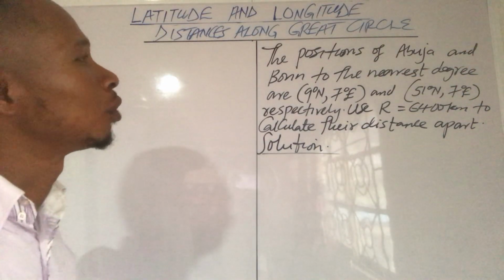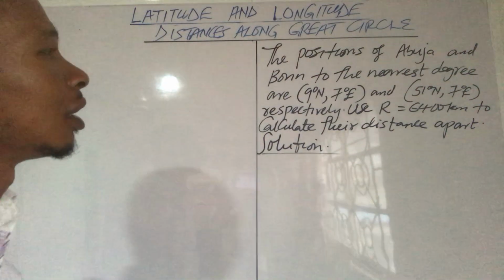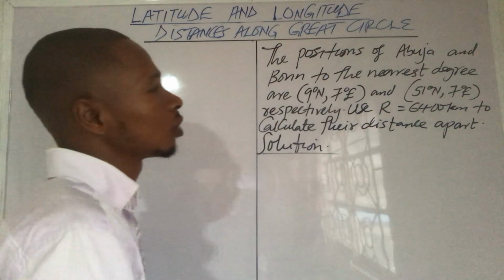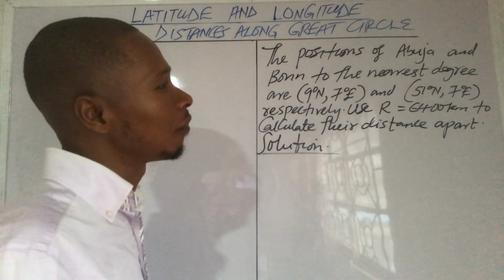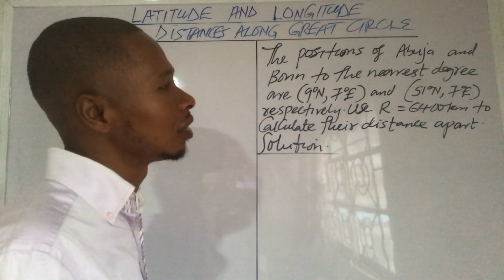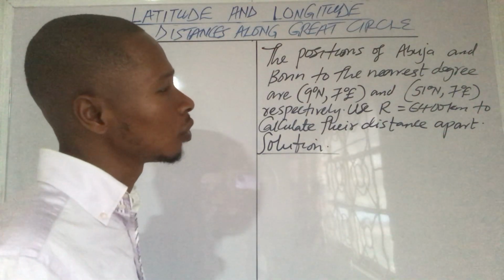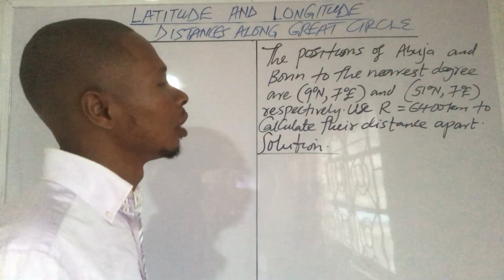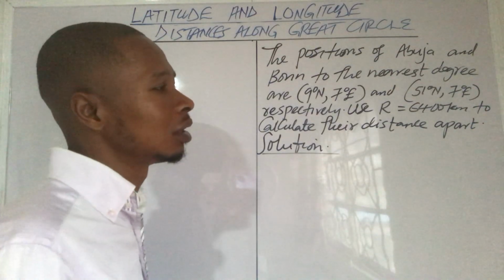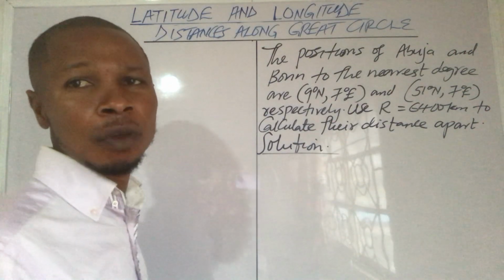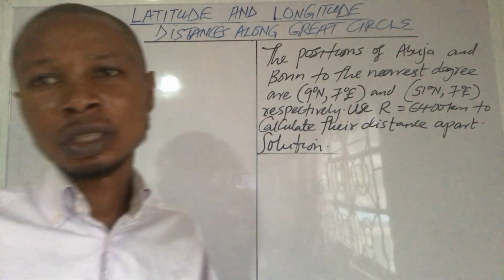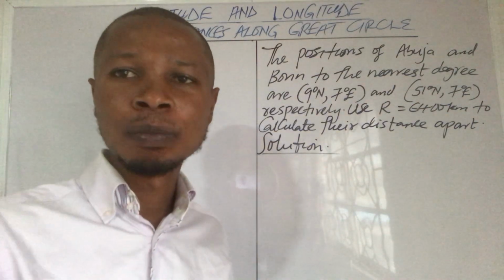The positions of Abuja and Bonn to the nearest degree are 9 degrees north, 7 degrees east, and 51 degrees north, 7 degrees east, respectively. Use R equals 6400 kilometers to calculate their distance apart. Before you can solve this question, you need to first draw the earth and locate the places.